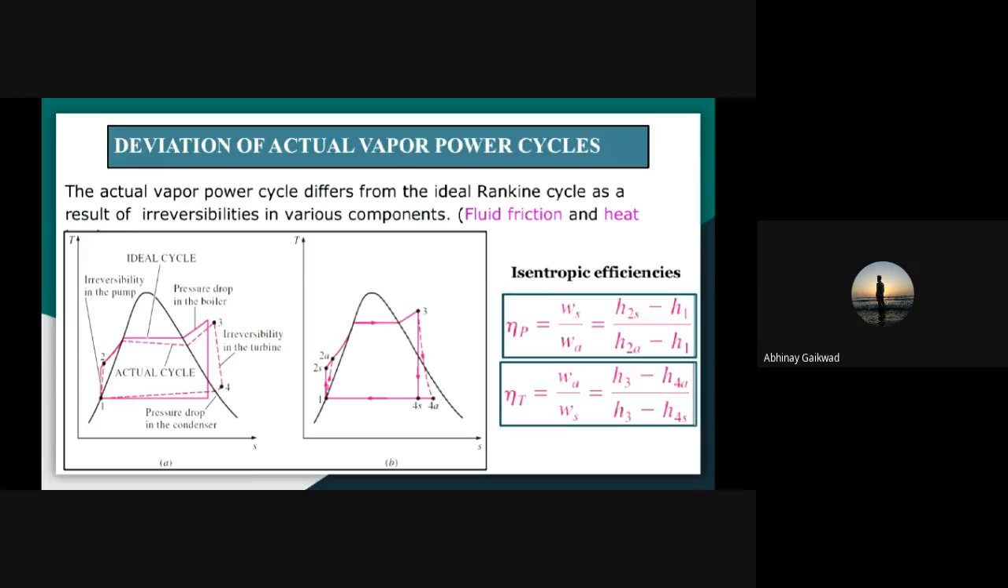Once again, I repeat, due to the fluid friction during the processes and due to the heat losses, irreversibility will occur, and due to that, our pressure drop will happen. Due to that pressure drop, we'll get the 2A point and 4A point. Please draw the TS diagram and write down the formula of the isentropic efficiency.